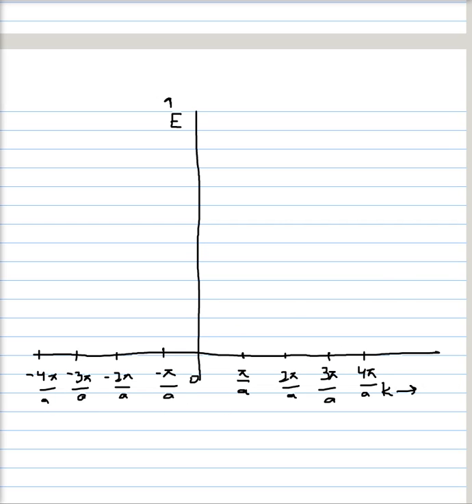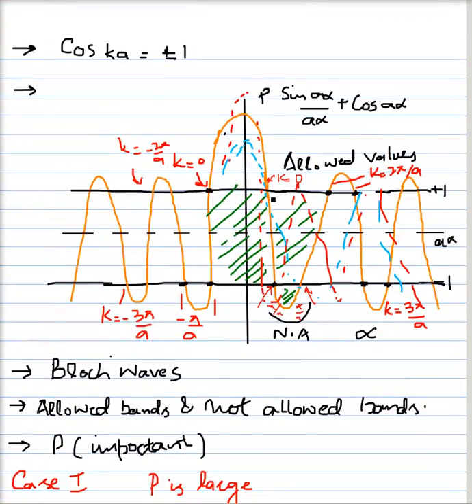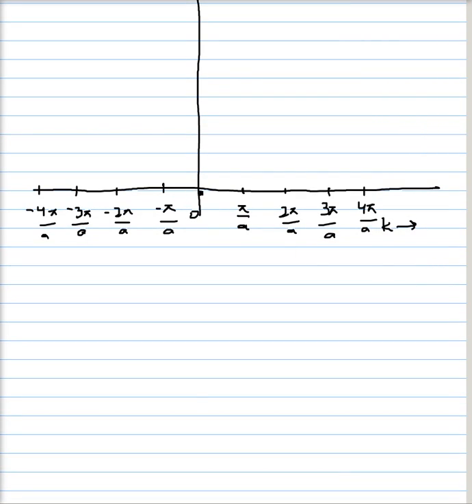Now let us look at the above figure. This is k equals 0, and this is k equals plus pi by a, and on the other side minus pi by a. For k equals minus pi by a and for k equals plus pi by a, what do you have? We have to take this portion, that is for k equals 0 to k equals pi by a. So we are going to draw this portion like this.